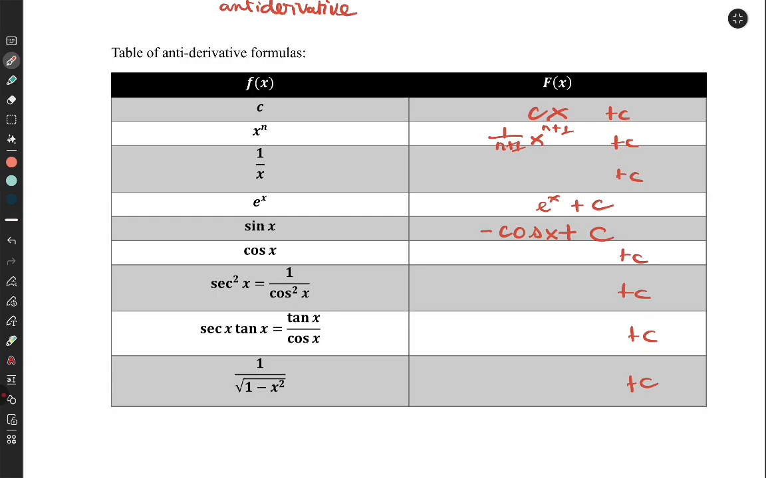Can you write like that? 1 over 0, x to the power 0. Nope, you cannot write like that. It's not this. In fact, it is. Okay.